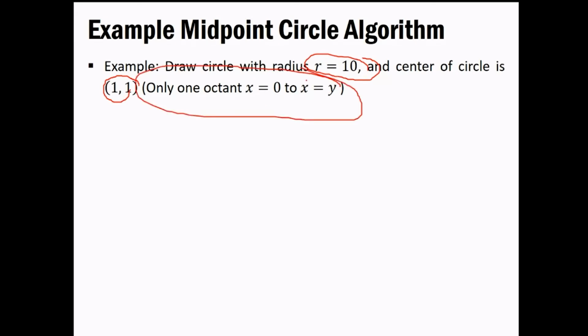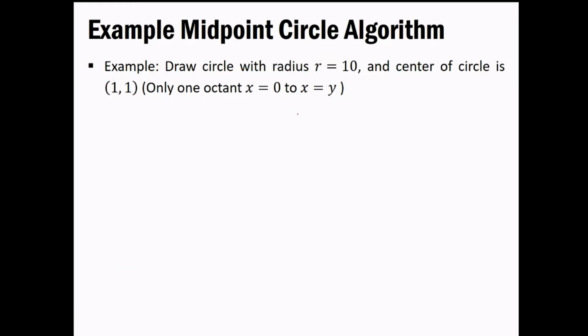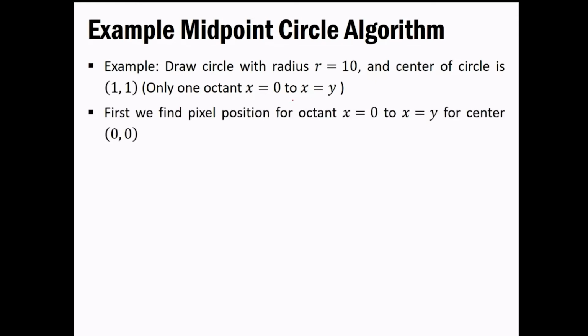One more thing, it is clearly written over here: only one octant. That is what you have to keep in mind. That is, x will start from x equal to 0 up to where it becomes equal to y. Each and everything is given to you. You just need to start with a very simple thing. First we find the pixel positions for the octant x equal to 0 to x equal to y for center (0, 0). Whatever the center you have been given, you have to start from the very basic center, that is (0, 0), and then we can shift it according to our need.